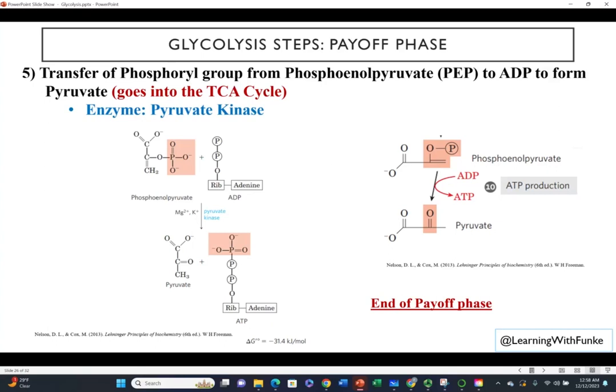But it is important to know that this is also a very key enzyme-catalyzed step, catalyzed by the enzyme pyruvate kinase. So pyruvate kinase catalyzes the formation of pyruvate. This also happens in the presence of metal ions, like magnesium or potassium, and we end up forming pyruvate and ATP. And this marks the end of the payoff phase.